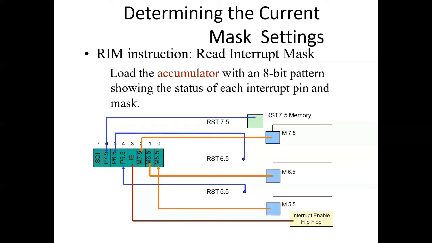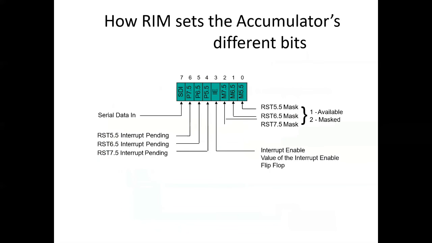So read interrupt mask is the RIM instruction which loads the accumulator with an 8-bit pattern showing the status of each interrupt pin and mask. So this is how the RIM sets the accumulator's different bits.